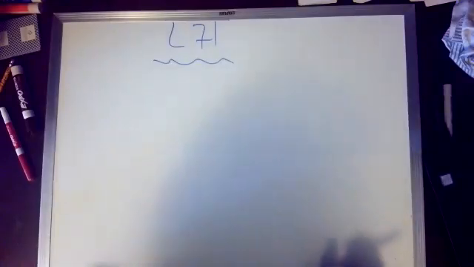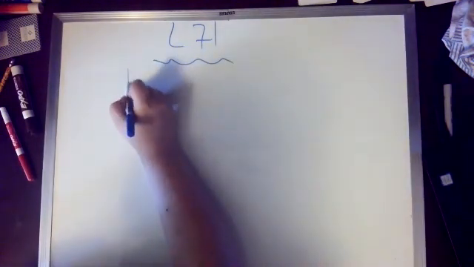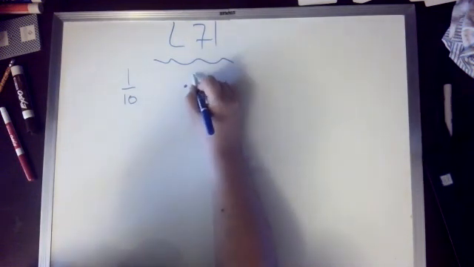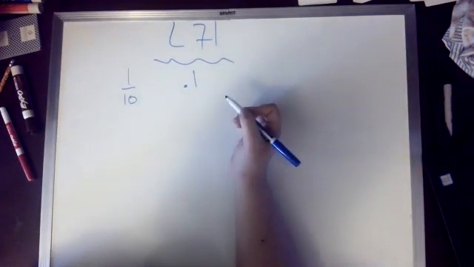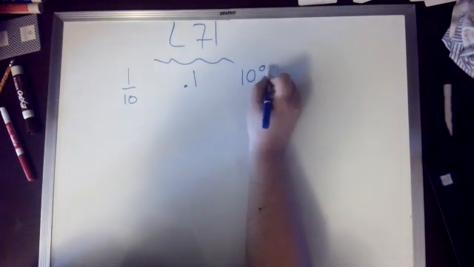So this is for Saxon 5, lesson 71. What we're looking at today is the correlation between fractions, decimals, and percents. So for example, if you have the fraction 1/10, well, 1/10 written as a decimal is nice and simple. It's 0.1. 1/10 written as a percentage is 10%.